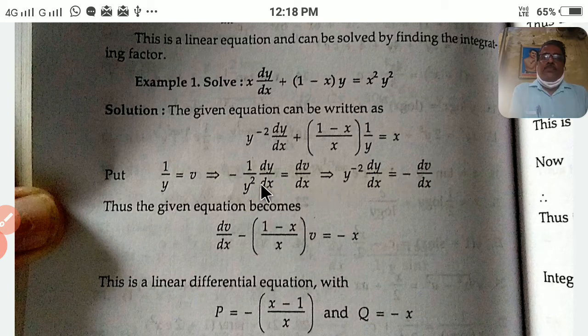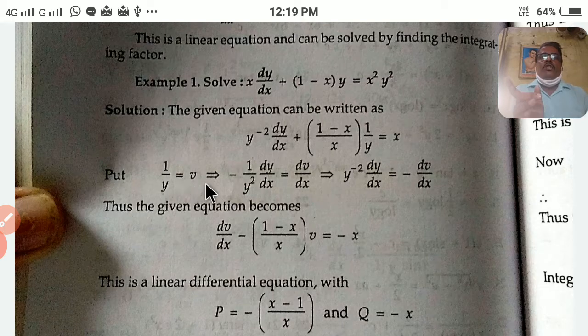So now here put 1 by y is equal to v. Now here, y raised to minus 2 means it is 1 by y square. So when 1 by y square is there, then you have to decrease one power. 1 by y square, when you decrease the power by 1, becomes 1 by y, so that you have to substitute here.